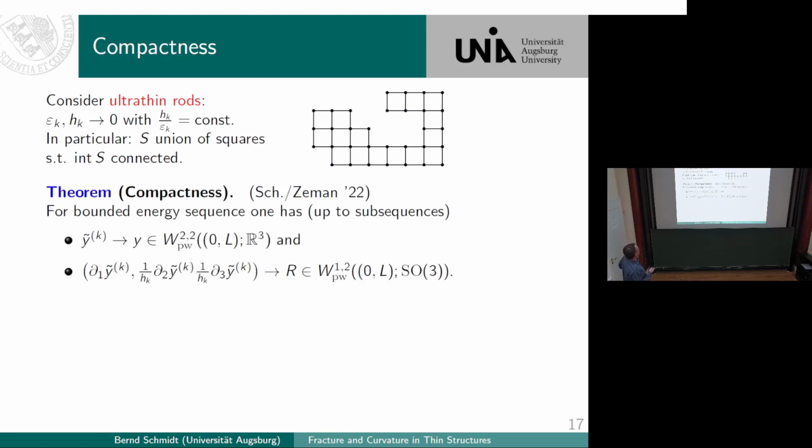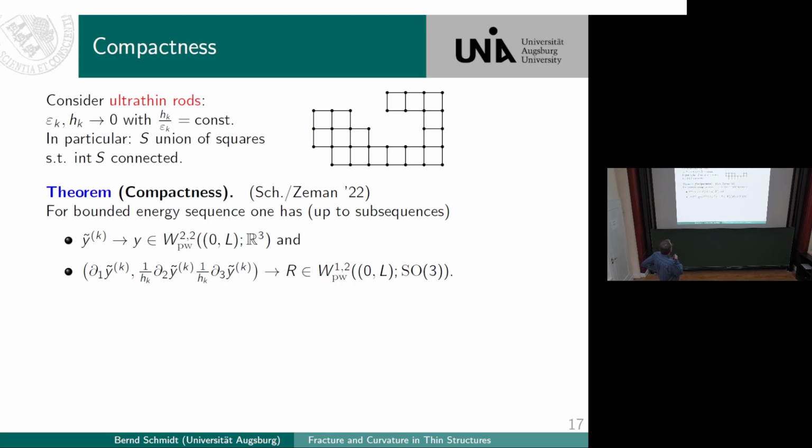Now then, here's the compactness theorem, which is not difficult. The compactness theorem is more or less easy. It simply works. There's more or less nothing to it, because you can simply prove it by comparison to the case that Maria Giovanna and Stefan Müller did. And what we observe is the following.